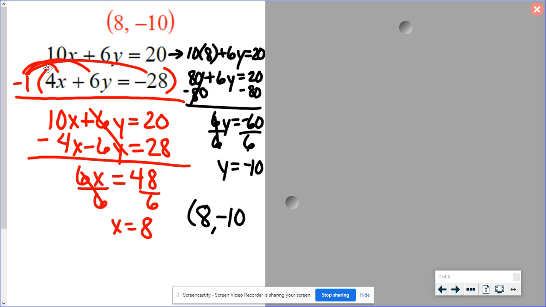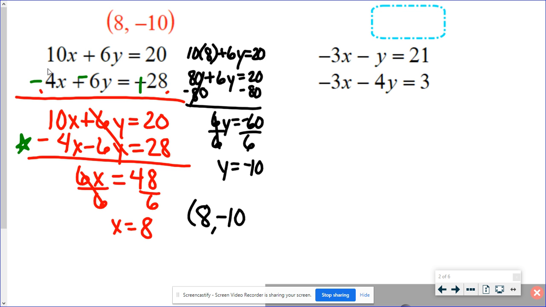Here's the other option that you have. Instead of distributing a -1 and taking a step to rewrite that, this is what I usually do. I would usually just say, I'm going to multiply that second equation by -1, which just changes every single sign. That would be a -4x, a -6y, and a positive 28, which you can see is what I had right there. So I tend to just change signs, but you can certainly go ahead and show that distribution if you'd like.